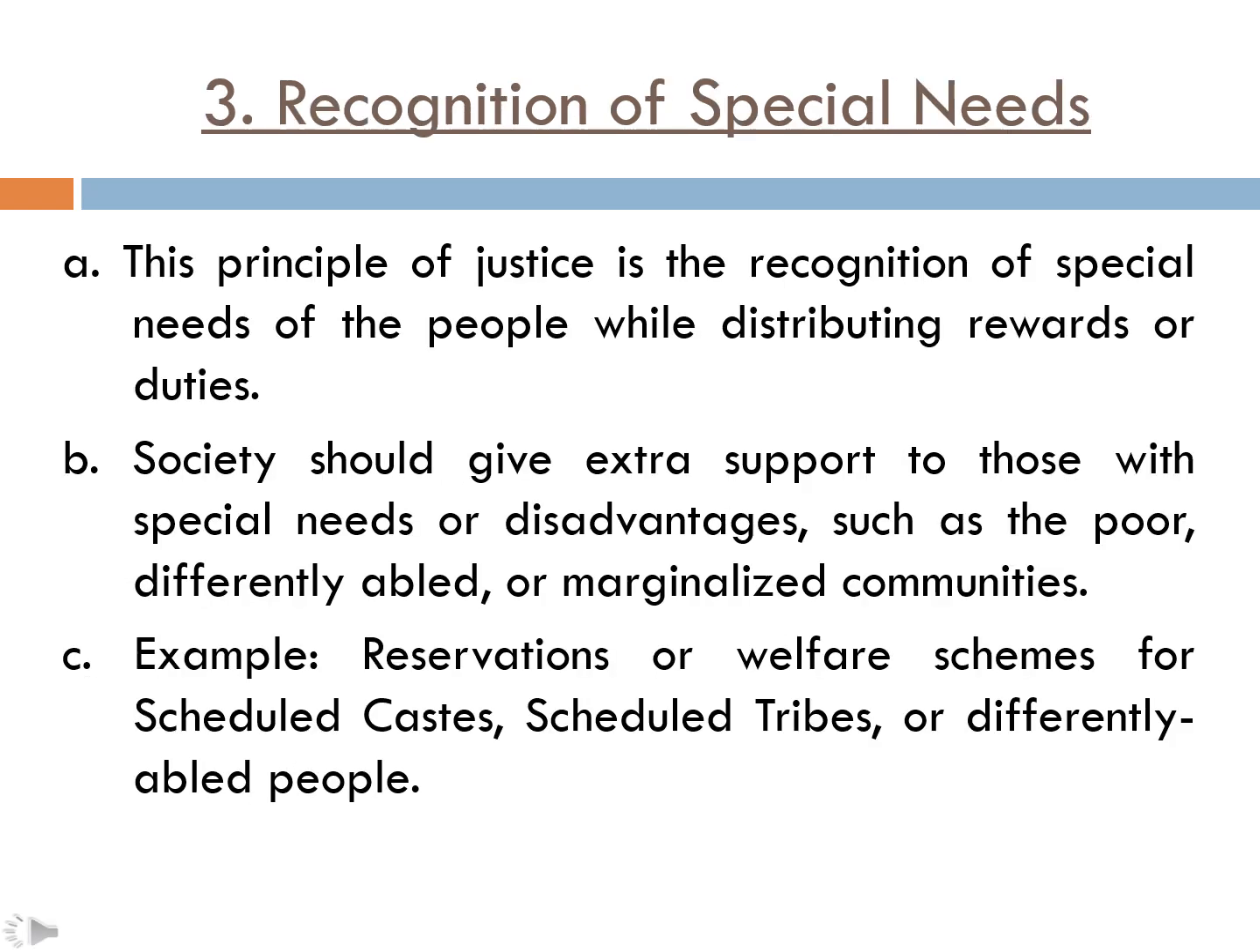Third principle: recognition of special needs. This principle of justice is the recognition of special needs of the people while distributing rewards or duties. Society should give extra support to those with special needs or disadvantages, such as the poor, differently abled, or marginalized communities. Example: reservations or welfare schemes for scheduled castes, scheduled tribes, or differently abled people.